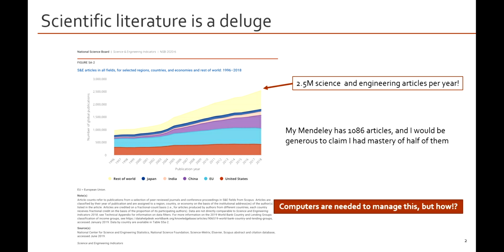And the way that I look at this is I have a little over 1,000 articles in my Mendeley, and it would be generous and probably deceptive of me to claim that I have mastery over even half of them. I understand what a few are. I can't speak to every conclusion drawn in each of the papers, nor where to find particular data that I'm looking for. And this is a challenge.